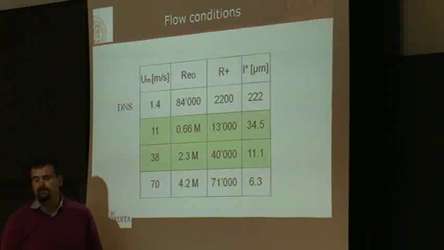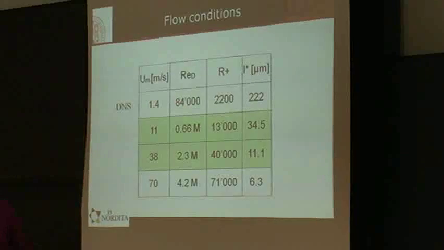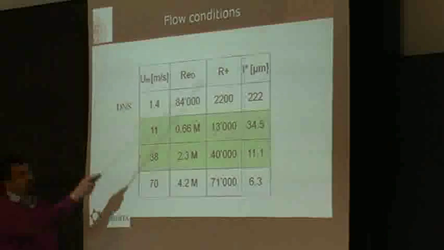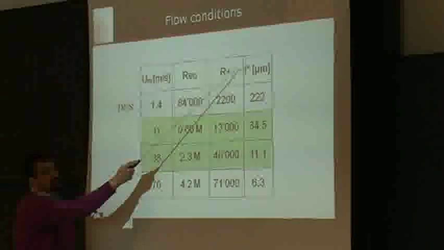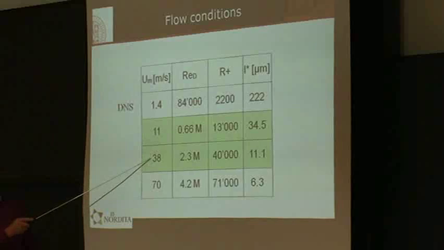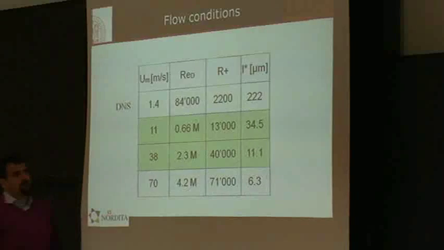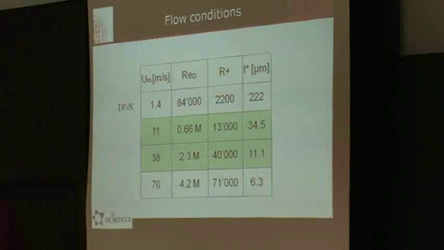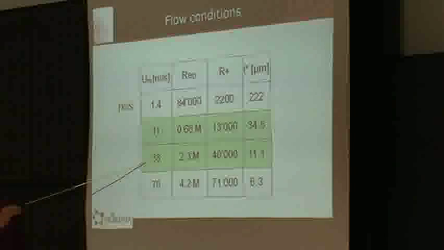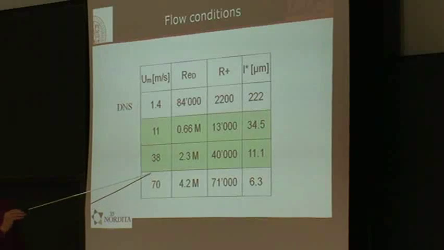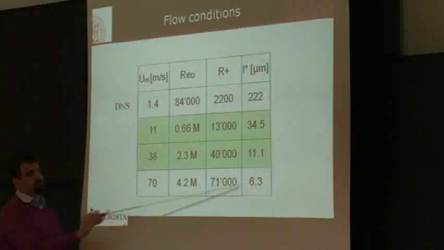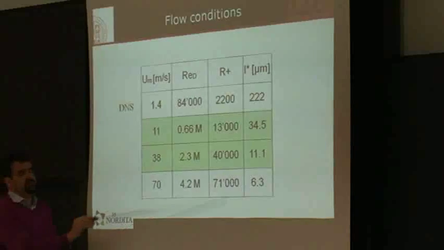These are the final operating conditions of the pipe. At 11 meters per second, we will get a Reynolds number of 13,000, and this is a scale of 34 microns, and at 38 we have an L star of about 12, the one that we used for the design point. Actually, we over-dimensioned the fan in order to reach much higher velocity. Of course, we will probably have more resolution, but in this case, we can go slightly higher.